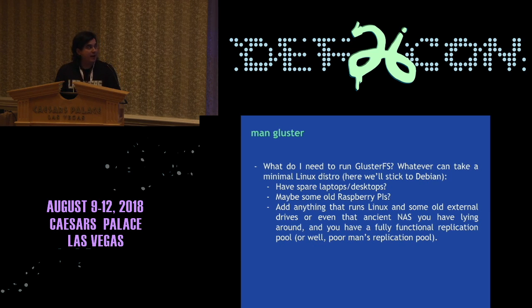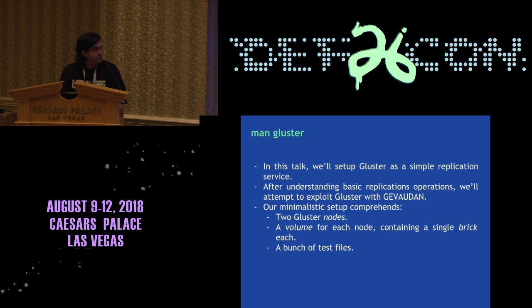As I was saying before, anything can run Gluster. It's really hard to find something that doesn't work with it. Be it FreeBSD, NetBSD, OpenBSD, or even Raspbian, anything you want can run it. In this talk, we'll set up Gluster as a simple replication service. We won't get into the hassle of configuring complex things. The bug itself, the vulnerability, is really, really silly, in fact. So we will build a simple lab, nothing complex. Our minimalistic setup will have two Gluster nodes, a volume for each node, a single brick for each volume, and a bunch of test files.